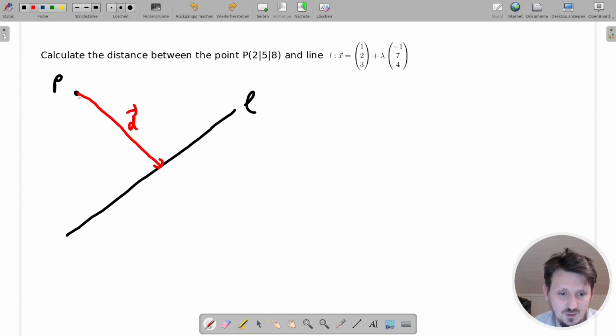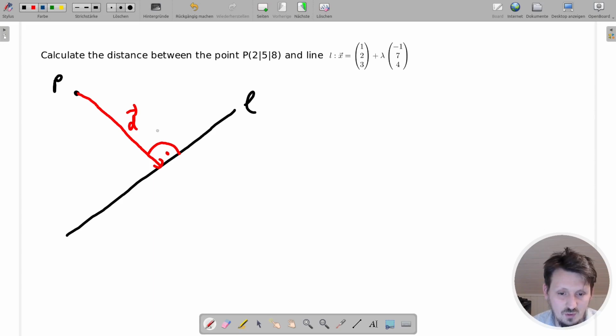Yeah? And the shortest distance is, of course, the one where this vector D intersects this line perpendicular. So we have a 90-degree angle here. And when we have this angle of 90 degrees, then it means our distance is as short as possible. And this is then what we define as the distance between P and L. Yeah, but for our calculations, we would need a few more vectors actually.